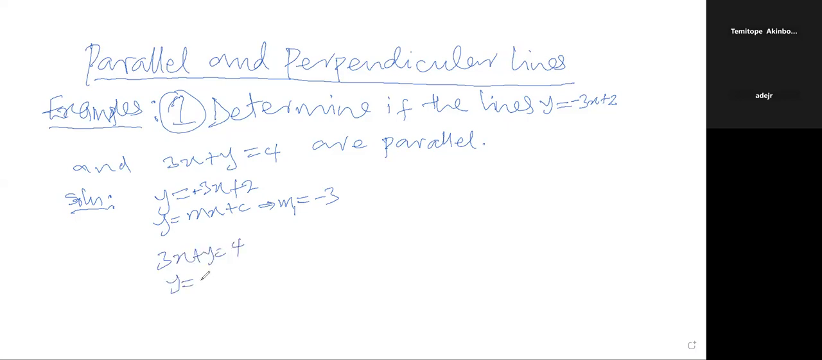So y equals minus 3x plus 4. Now, if you also relate that to y equals mx plus c, we can say m2 equals minus 3. The condition for parallel lines is that the gradient must be the same. So m1 equals m2 equals minus 3. Hence, the lines are parallel.